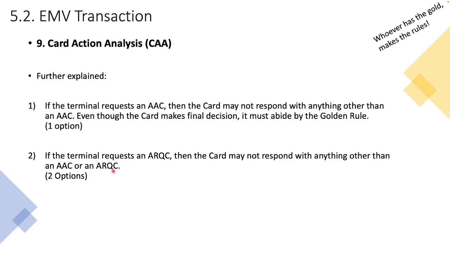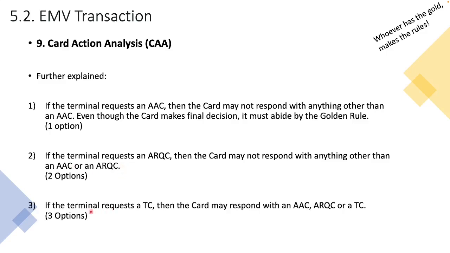Okay. If the terminal requests an ARQC, this means that the card may not respond with anything that is more lenient than an ARQC. So the only options available to the card would be to generate either a decline, an AAC, or a go online, which is an ARQC. So in this scenario, unlike the first one, it now has two options to choose from. Choose the strictest one, which is to decline, and if not, then choose to go online. Okay.